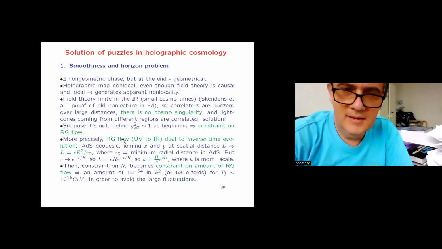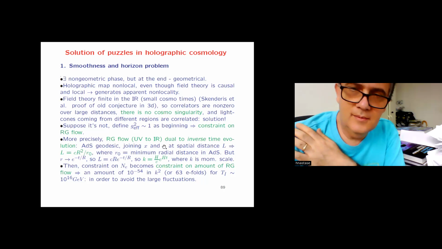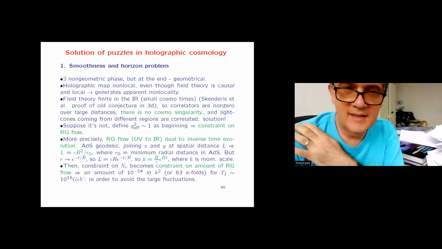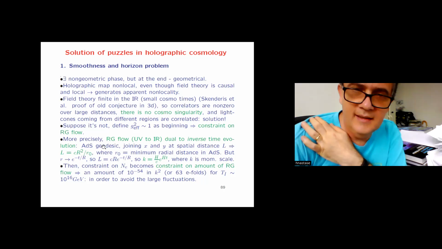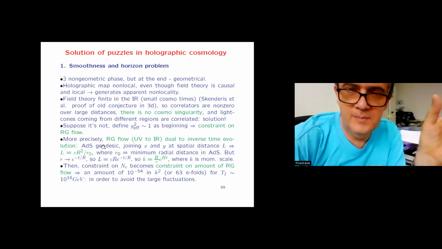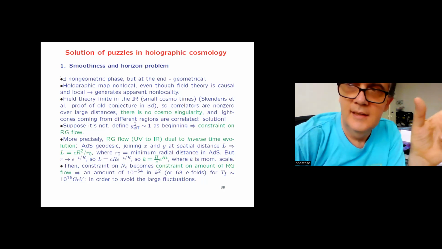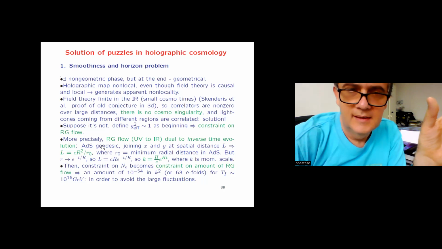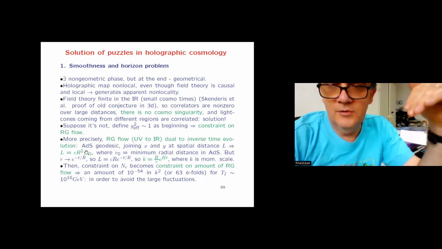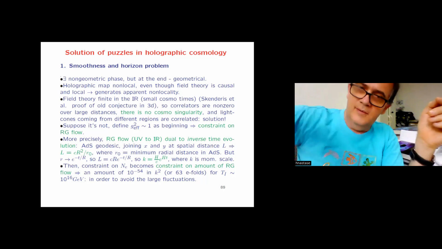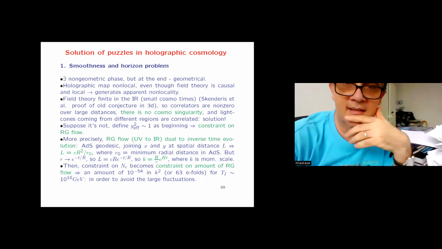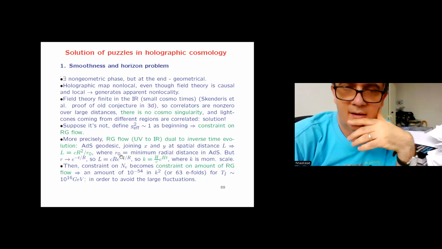Let me be a little bit more precise about why RG flow corresponds to inverse time evolution. If I consider a geodesic in anti-de Sitter joining two spatially separated points, then it will go through AdS and have some minimum distance inside AdS that I call R0.